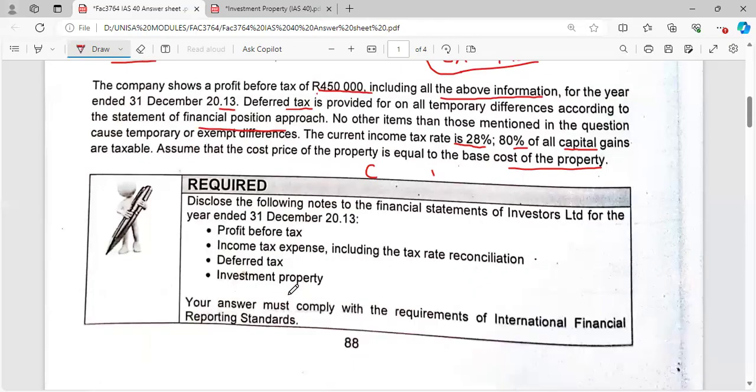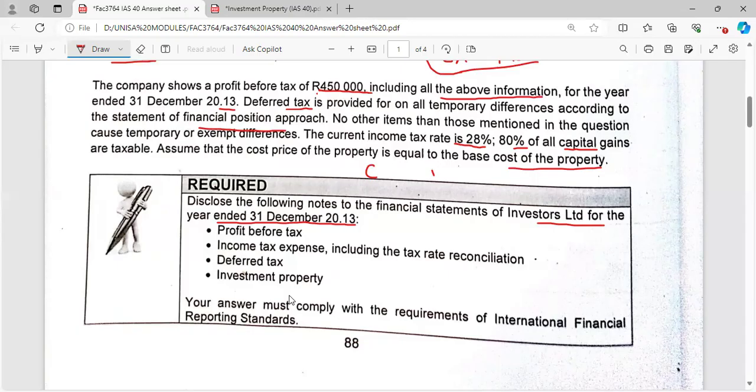Okay, so what we are required to do is to disclose the following notes to the financial statements of Investors Limited for the year ended 31 December. You see the question: disclose the following notes, which means we need the profit before tax, the income tax expense, including the tax rate reconciliation, the deferred tax, and the investment property. So we need to disclose all these notes.